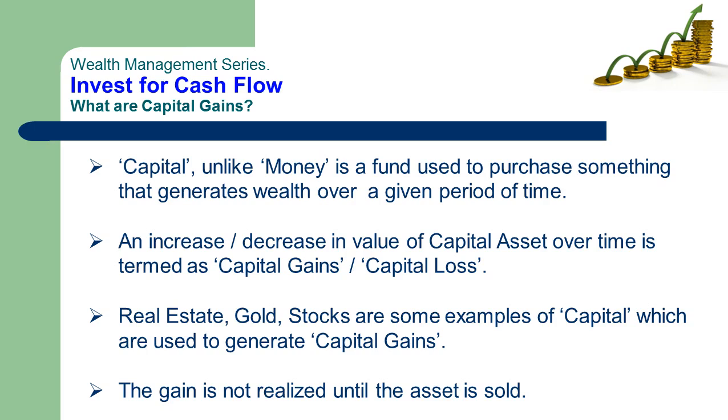So that's a capital investment, and once you sell it off, you would have made some profit based on the capital investment, not directly from the machine maybe, but from the resulting products. An increase or decrease in the value of a capital asset over time is termed capital gains or capital loss. So whatever the increase or decrease in the value of the capital vis-a-vis the price at which it was purchased is termed capital gains or capital loss.